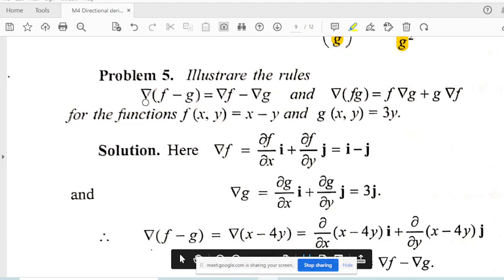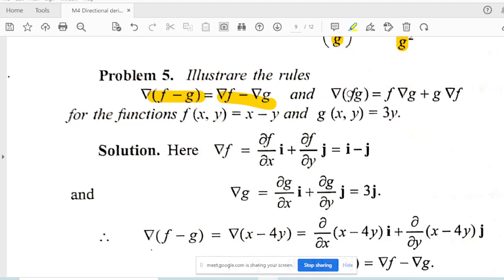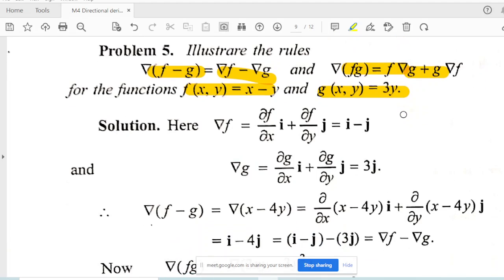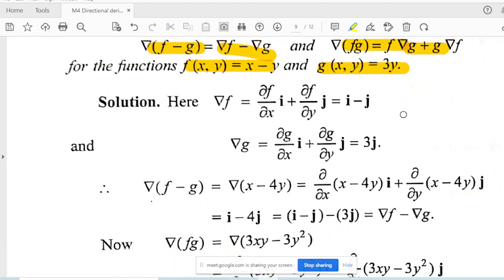Illustrate the rules: del of f minus g is equal to del f minus del g, and del of f into g is equal to f into del g plus g into del f. Here f and g are given. f of x, y is x minus y, and g of x, y is equal to 3y. We are going to prove that these two properties are satisfied.